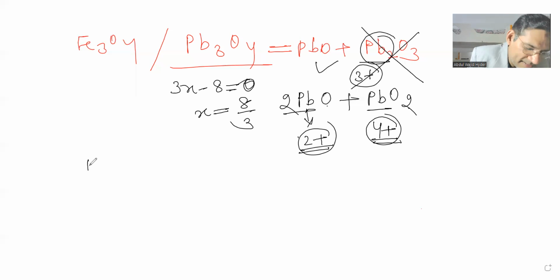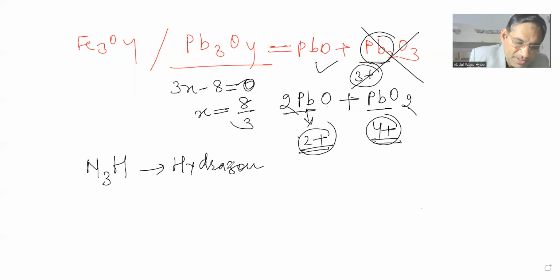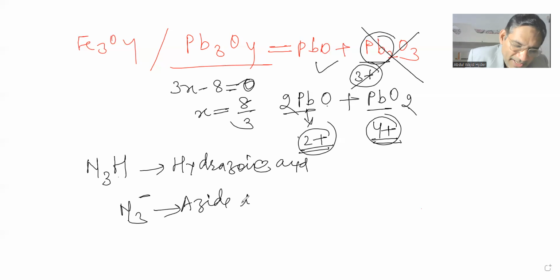Now see, I'll keep on discussing some more examples. N3H. What is this? This is hydrazoic acid. If we take out H from this N3H, what will we get? N3 minus. What is this N3 minus? Azide ion. See, again two methods are there.